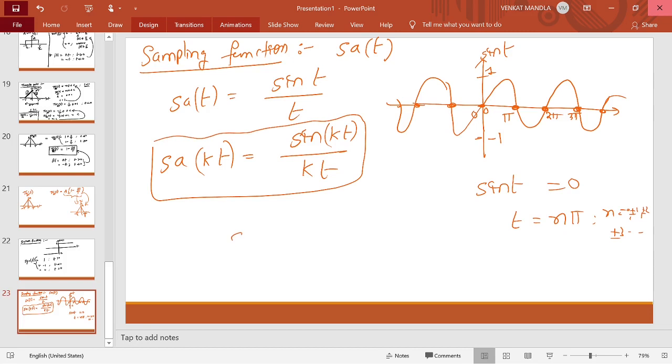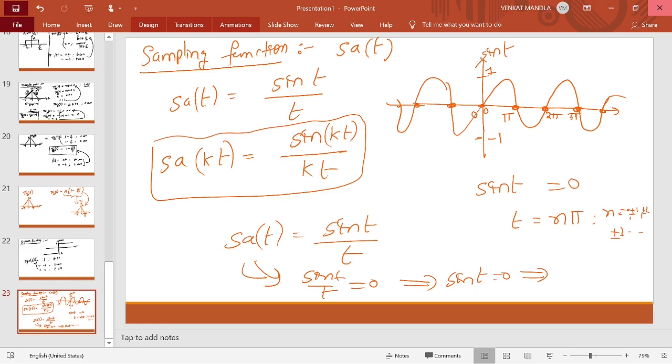What is sin t by t? SA of t equals sin t by t, and it has the same zero crossovers, because sin t by t equals 0 only when sin t equals 0, that is, at t equal to plus or minus n pi. So for sin t by t also we have the same zero crossovers. Wherever zero occurs in time for sin t, at that instant SA of t also has a zero.